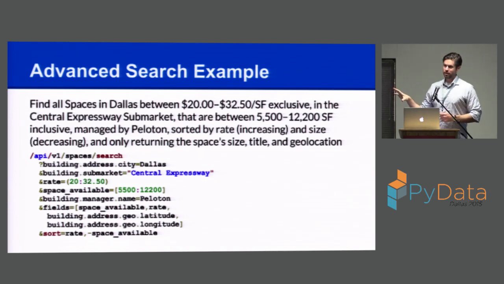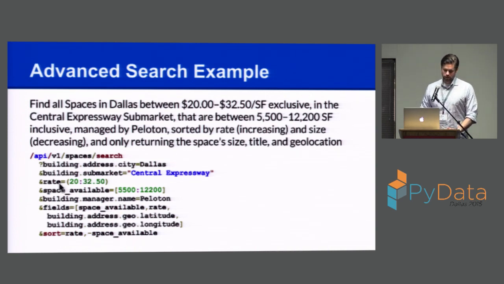So I hate dense slides, but this, I just had to type all the text up there. So in order to search, the example is, I want to find all the spaces in Dallas proper that are between $20 a square foot and $32.50 a square foot exclusive, so strictly greater than 20 and strictly less than $32.50, in the Central Expressway submarket that are between 5,500 and 12,200 square feet, inclusive, managed by the management company called Peloton, sorted by increasing rate and decreasing size. So then take those results and then filter out everything but the size, the title, and the geolocation, okay? And so here's what the query would look like.